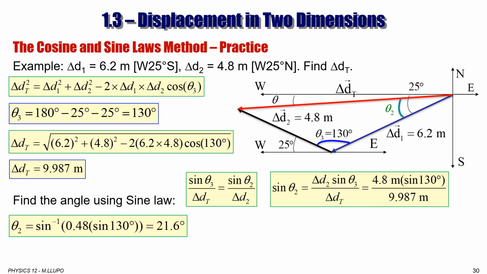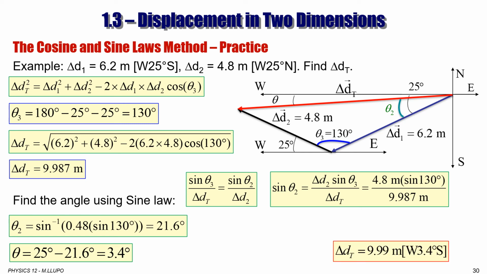Now, we are not looking for theta 2, right? We're looking for theta. But theta is equal to 25 minus theta 2, which is 21.6, which is 3.4. That is amazing. Very, very accurate using the same with component method. Then delta D total is 9.99 meter west, 3.4 degree south.